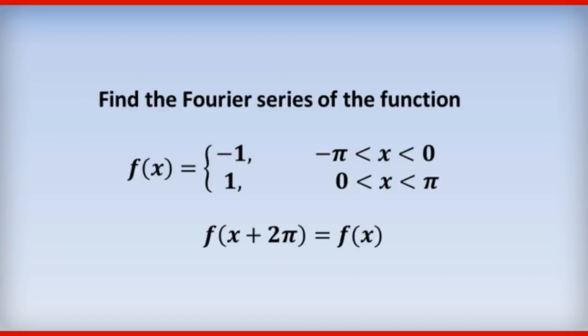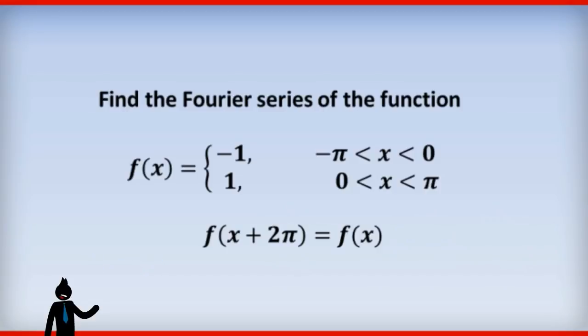Okay, here's the exam question, and the first thing that we need to do is work out L. And if we look down the bottom, we can see that f(x + 2π) = f(x), and that tells us that the function repeats every 2π, and so L = π. And often actually examiners will give you a period of 2π because it makes the calculations easier.